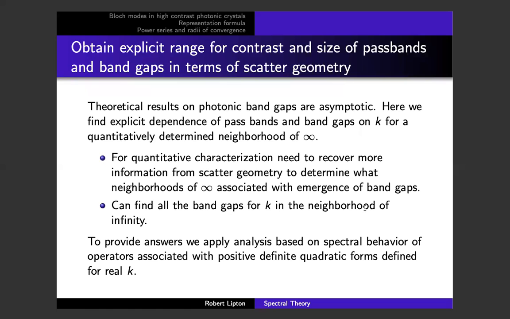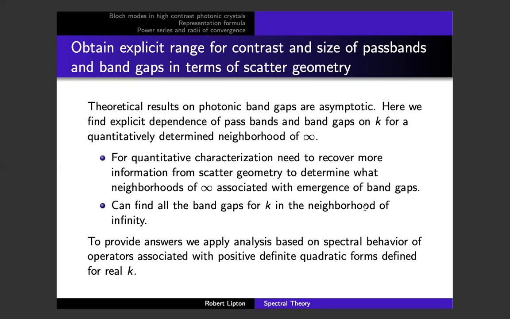And so, like I said, these theoretical results, as I've stated them so far, are asymptotic. And what we would like to do is find an explicit dependence of pass bands and band gaps on K. Obviously, we need to do some digging and find out what we need. And we can find out bounds, maybe there are better bounds, and we can also determine all the band gaps.